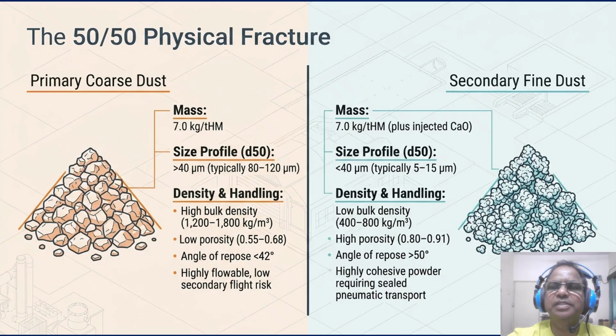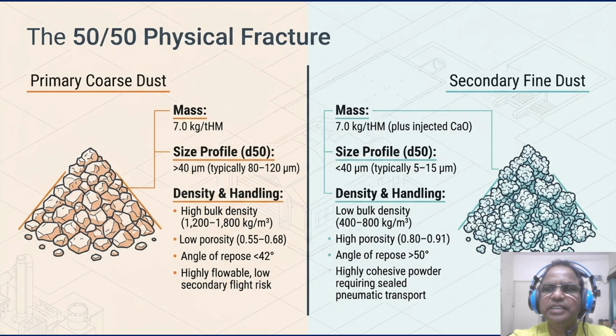Now, the result of our process architecture is what I call the 50-50 physical fracture. On the left of the screen, you see a pile of primary coarse dust. It's a robust 7 kg per ton of hot metal with a median diameter of 80 to 120 microns. This material is highly flowable with a low angle of repose. Now look at the blue tinted pile on the right, the secondary fine dust. It's also 7 kg per ton, but the grain size is typically 5 to 50 microns.